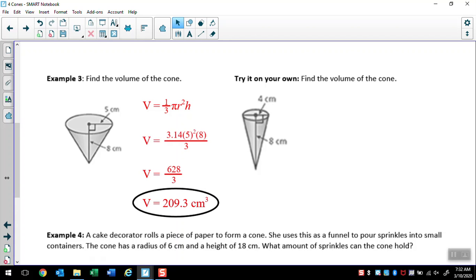You're going to have a try on your own problem here. Pay attention to what they're giving. It looks like they have that line drawn all the way across, which means they're giving you the diameter. You need to find the radius.